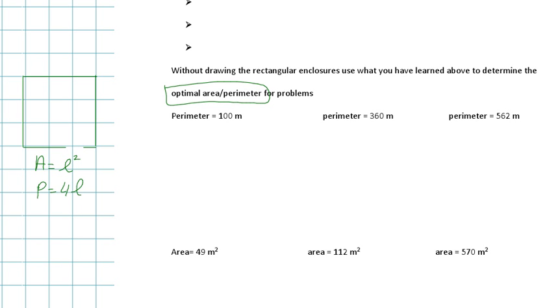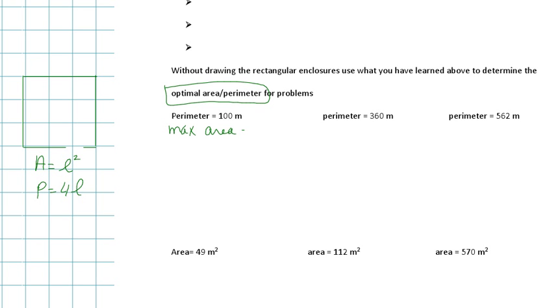If the question is asking you, without drawing the rectangular enclosures, use what you have learned above to determine the optimal area or perimeter for the problem. If they gave you a perimeter of 100 meters, then you're trying to find the maximum area. Because they gave you the perimeter, you have to find the maximum area. So I know the perimeter. What formula do I start with? The perimeter formula. Whatever is given to me is the formula that I'm going to start with.